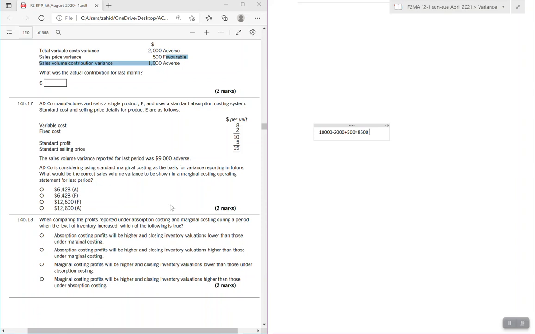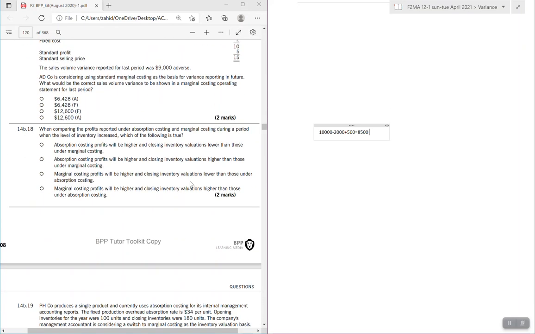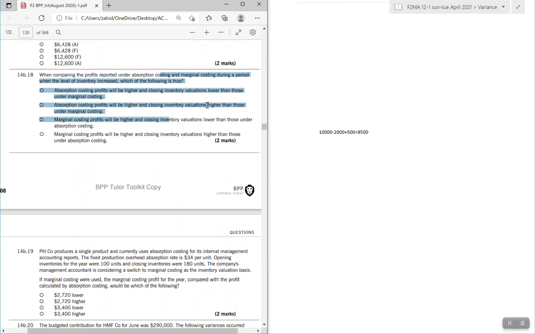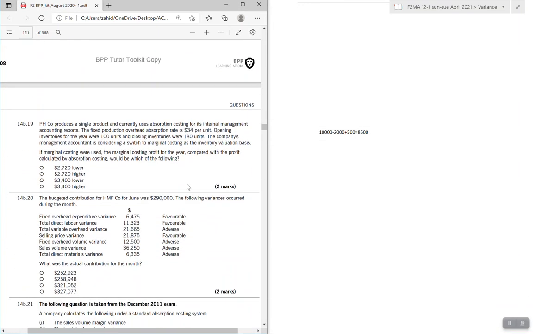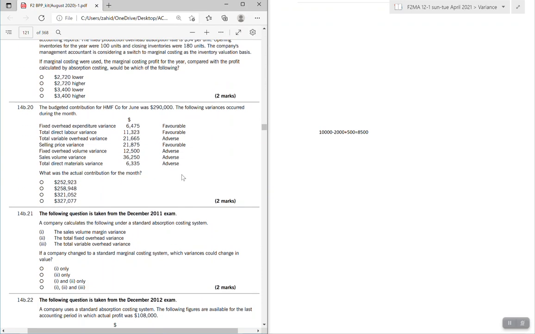ADCO is considering using standard marginal costing as a basis for variance reporting in the future. What would be the correct sales volume variance to be shown in marginal costing operating statements? I think it is simple. I'll leave it. This, I believe, relates to absorption and marginal costing. Okay, leave this one as well.